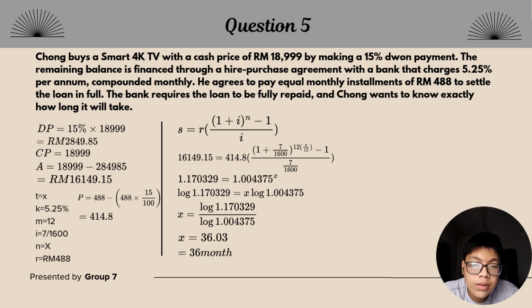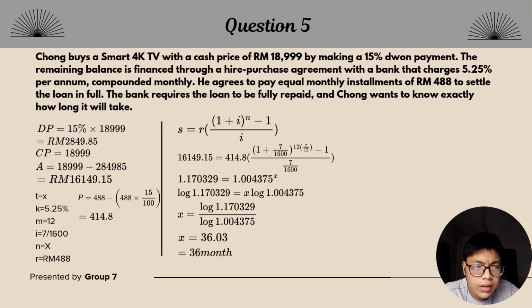So we don't have T, but we have K, 5.25%, M 12, I is 5.25% over 1200, N is also X, R is 488. But we find the new P, which is this one, and we calculate this to equal 414.8.